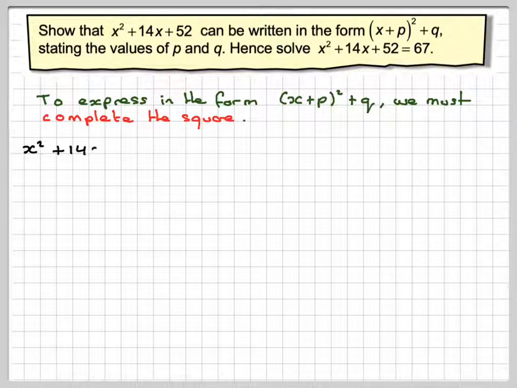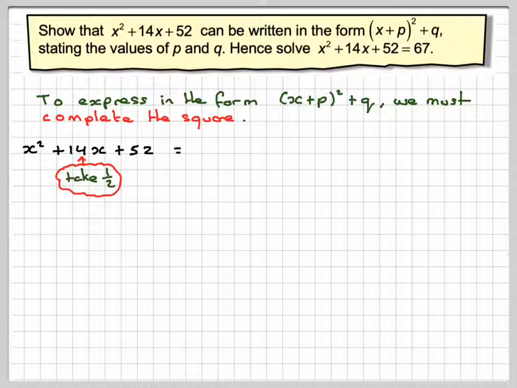So writing down our expression, we've got x squared plus 14x plus 52. What you do is you look at the middle term and you take half of it. You write down a bracket, you write down an x, and then whatever the symbol is here, you write here. And half of 14 is 7. You close off the brackets and square, and we've still got the plus 52.